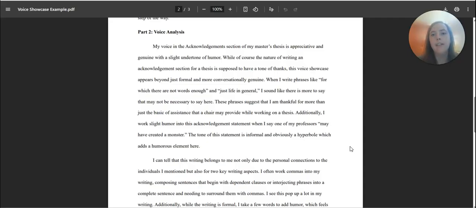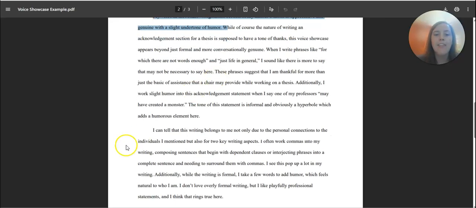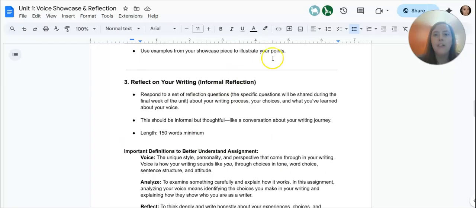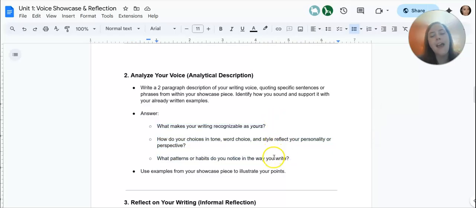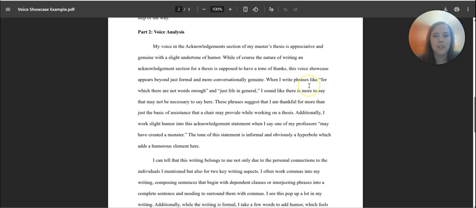So what I did is I approached this voice analysis section in 2 parts. The first paragraph, I just focused on describing my voice. Like, what does my voice sound like in part one? And then in the second paragraph, that's where I focused on answering these specific questions here. I could have approached this as 3 paragraphs, one for each of these questions, but I, again, didn't have a ton of content to work with, so that felt like it might have been stretching it a little bit.